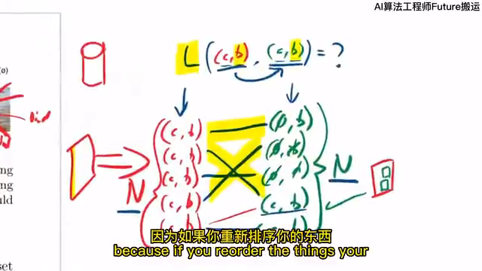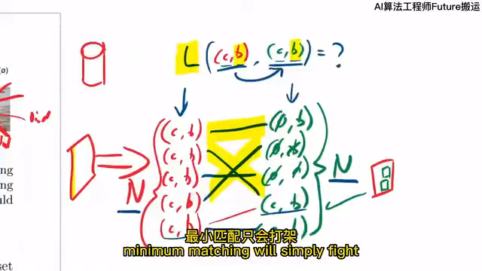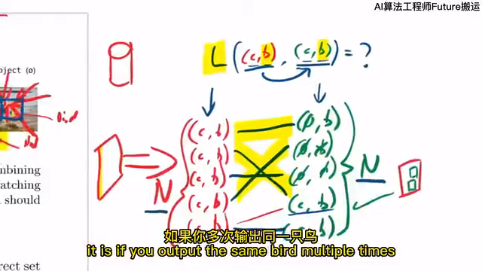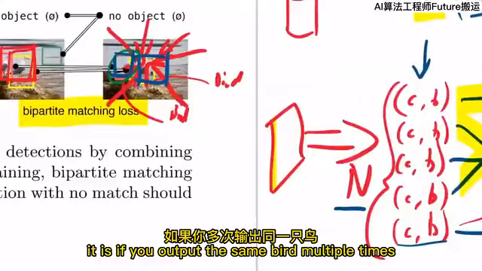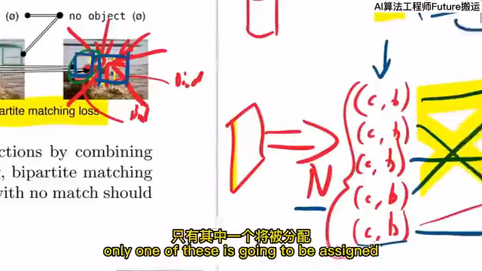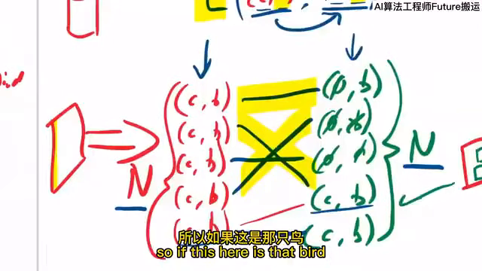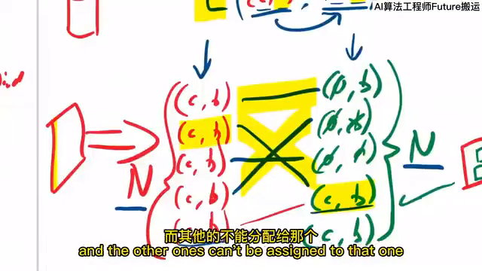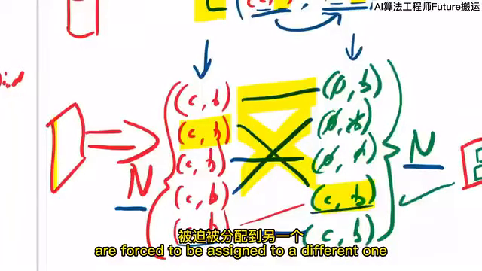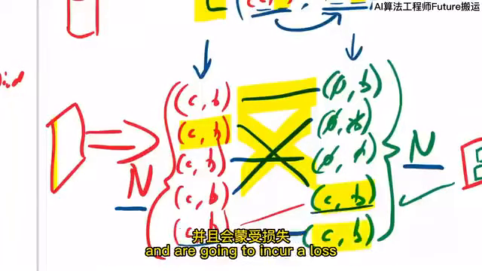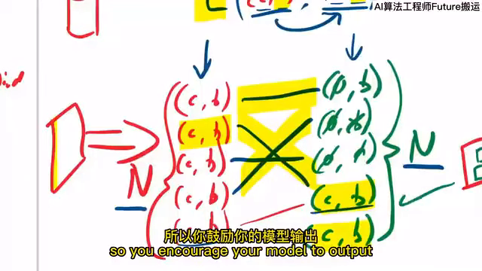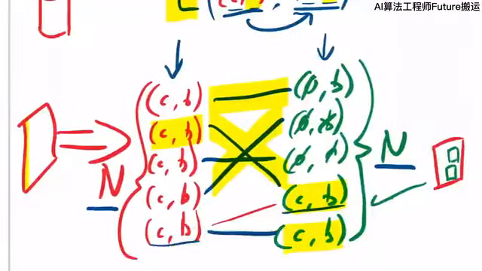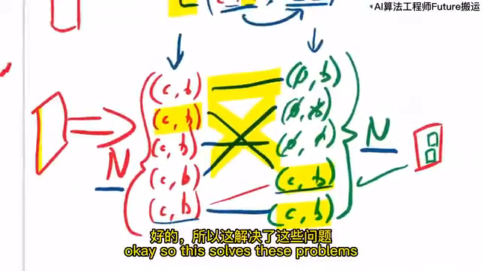It is not dependent on the order, because if you reorder the things, your minimum matching will simply swap with it. If you output the same bird multiple times, only one of these is going to be assigned. So if this here is that bird, only this one maybe is going to be assigned to that one. And the other ones can't be assigned to that one, are forced to be assigned to a different one, let's say this one here, and are going to incur a loss. So you encourage your model to output diverse bounding boxes, different bounding boxes for things. Okay, so this solves these problems.